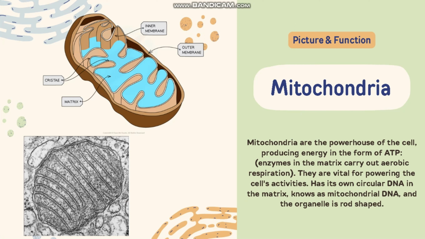It has its own circular DNA, which is called mitochondrial DNA, which is present in the matrix. Matrix is like the cytoplasm of the mitochondria, and the organelle is rod-shaped. Foldings of the inner membrane form cristae, increasing surface area to volume ratio for the respiration process.